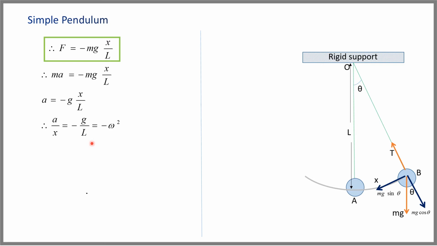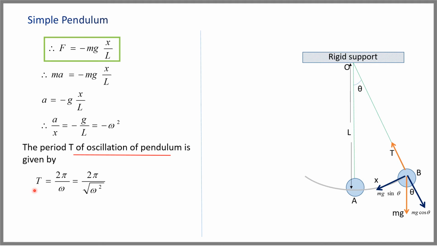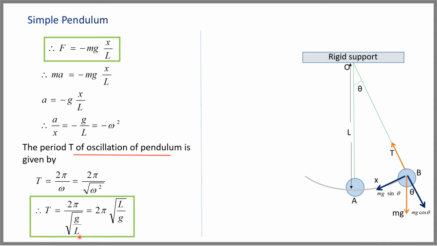The time period of a simple pendulum is simply the time taken by the bob to complete one oscillation, and it is called its periodic time. So we can write the equation for time period as 2 pi upon omega. Taking this omega in root, we get 2 pi upon under root of omega square. Omega square is g by L, hence we write the time period as 2 pi upon under root of g by capital L. Then rearranging the term, we get time period as 2 pi under root of L by g.